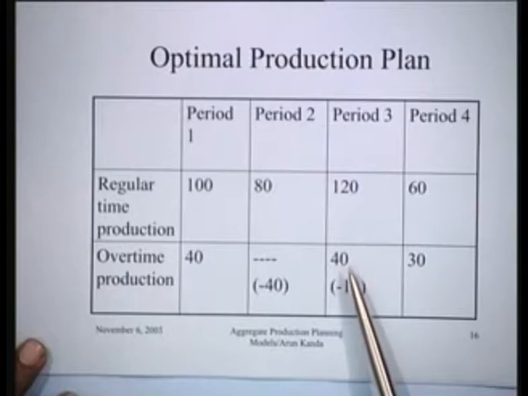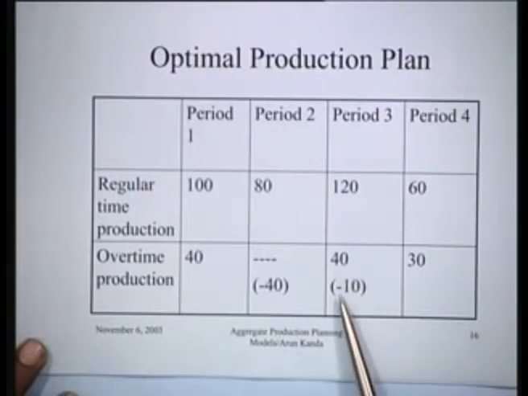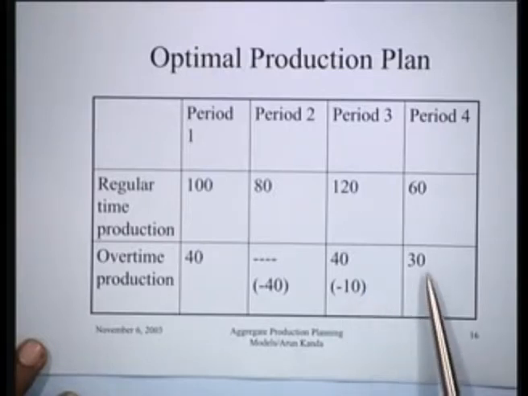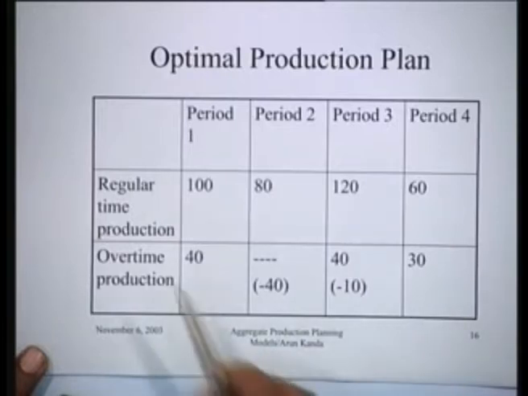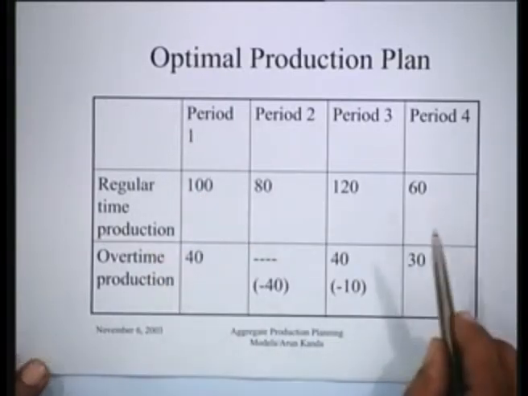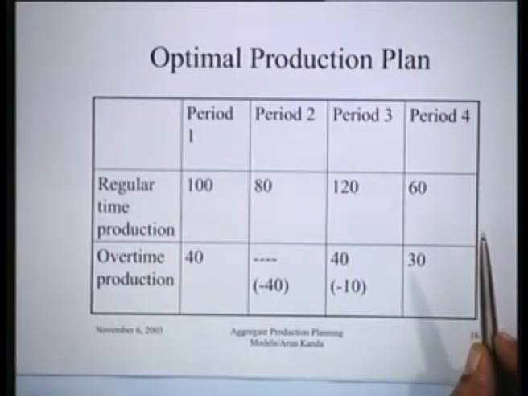And similarly, the overtime capacity in this particular period was 50, but we are producing only 40, so we are not utilizing capacity 10 as far as the overtime is concerned. And finally, in the fourth period, we are producing 30 units on overtime. So this in fact specifies what is to be produced on regular time and overtime in each period. This is the optimal aggregate production plan.